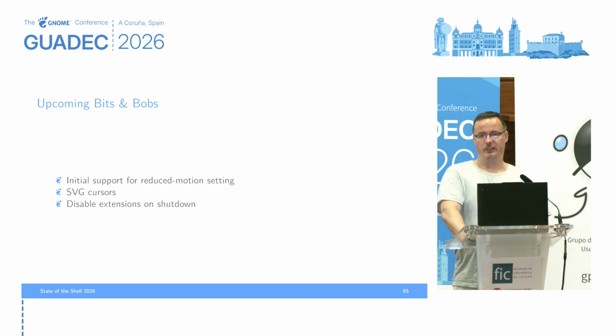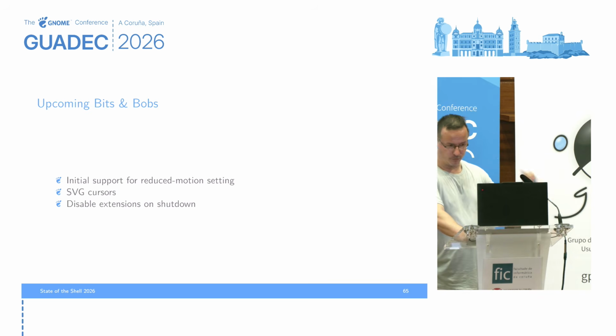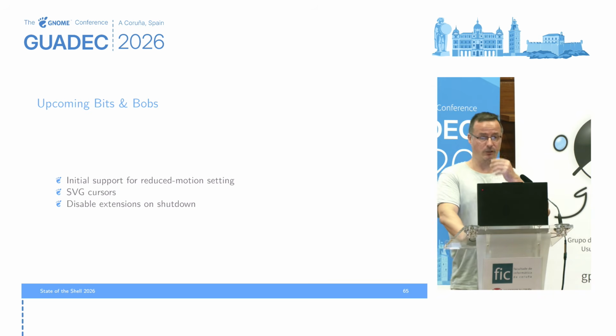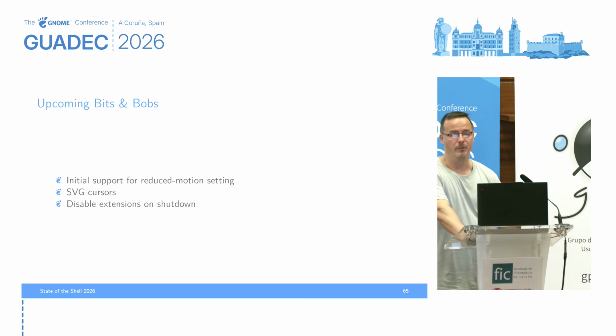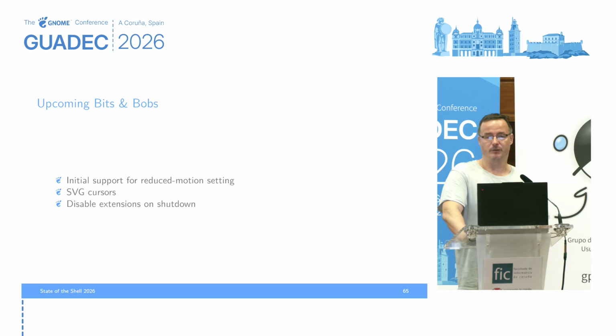Another change, this one hasn't landed yet, but I expect it to land. This is a fairly small change. Usually extensions are either disabled explicitly when the user turns them off or when the screen is locked. But until now, when you shut down the computer or log out, the extension just dies together with the rest of the shell process. We will now disable extensions before that.